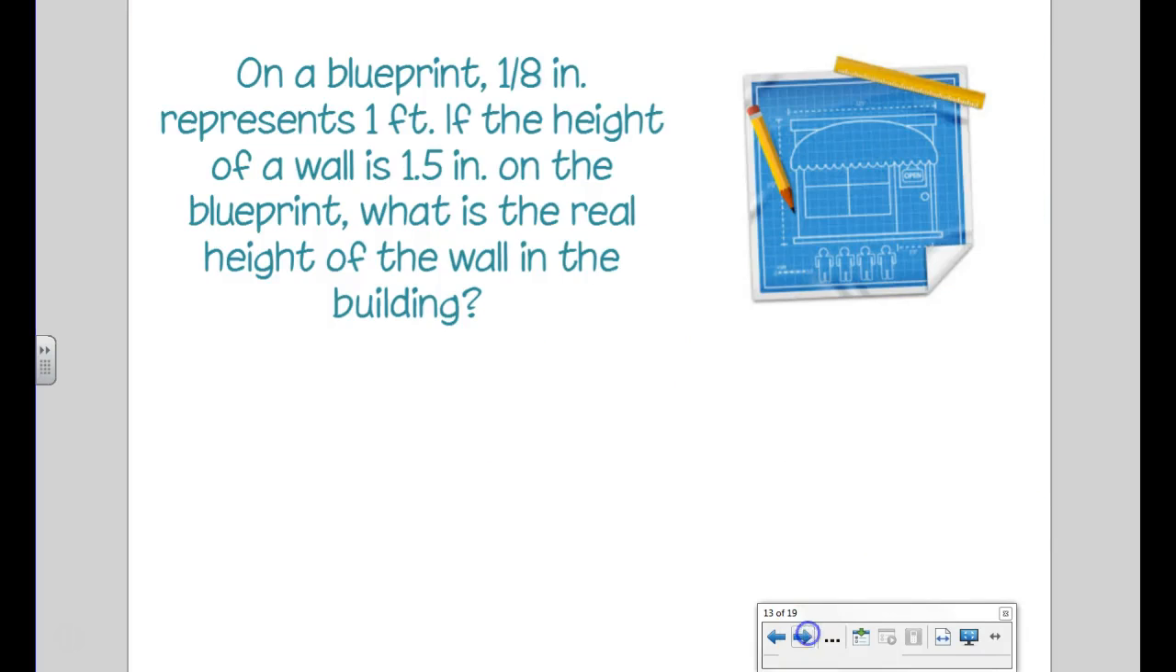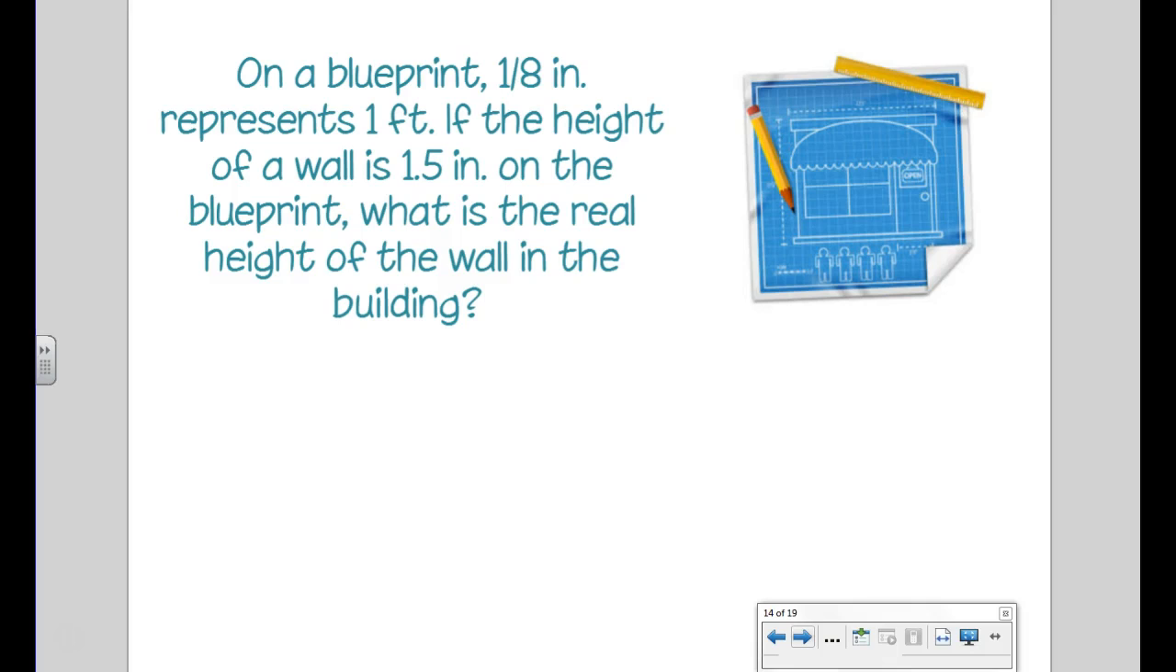All right, let's try another one. On a blueprint, this is what my husband does every day, and he told me that that's the real scale factor, so that's cool. On a blueprint, 1/8 of an inch represents 1 foot. If the height of a wall is 1.5 inches on the blueprint, what's the real height of the wall in the actual building?